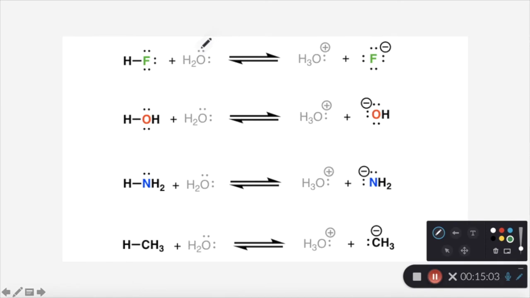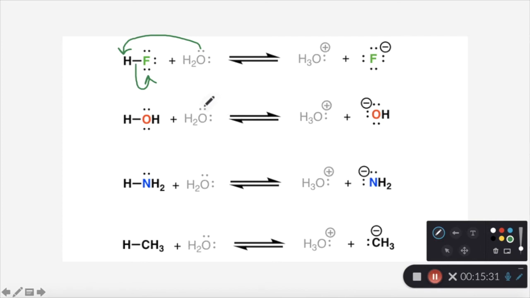So this water is acting as the base, so the lone pair is going to come over here and grab that hydrogen, and the hydrogen is going to donate its electrons back to the fluorine. So over here we have H3O plus and we have fluorine with a negative charge, and that's because essentially the oxygen is losing an electron and the fluorine is gaining an electron.